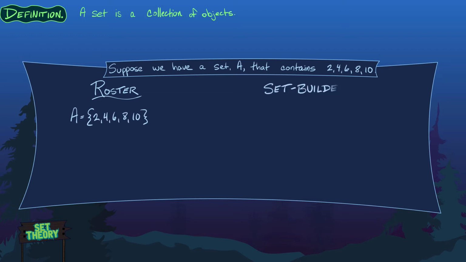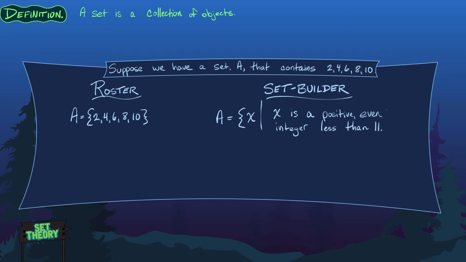Set builder is a little bit different. That's where we're going to actually describe the set. So we'd have set A is given as x such that x is a positive even integer less than, we could say 11. We could say less than 12 if we wanted to. And so this first x here is what a typical element of set A looks like. And the line that we write means such that. So set A is the set of all x such that x is a positive even integer less than 11.